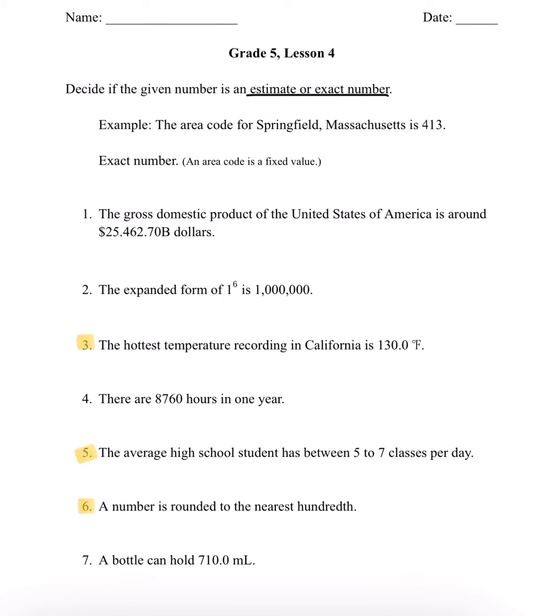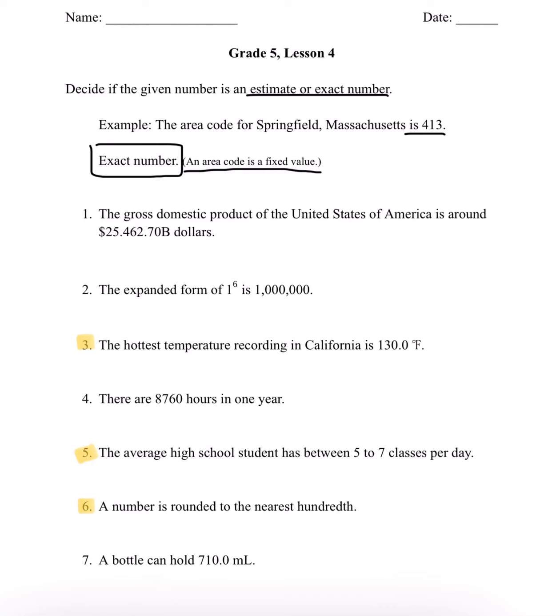So the example here says the area code for Springfield, Massachusetts is 413, and the answer for this is going to be exact number. How we know it's an exact number is by seeing "is 413." That means it's saying it is certain that it is 413. And it says an area code is a fixed value, so the number is going to be certain, always, and never change. So we're going to be going over 3, 5, and 6.